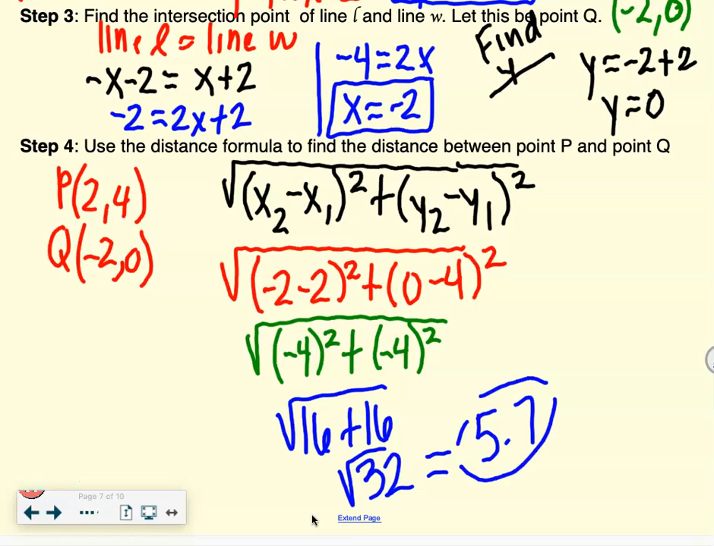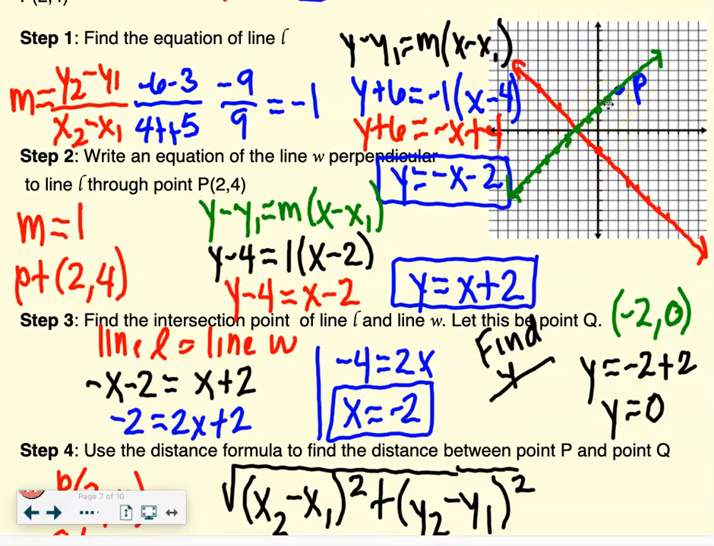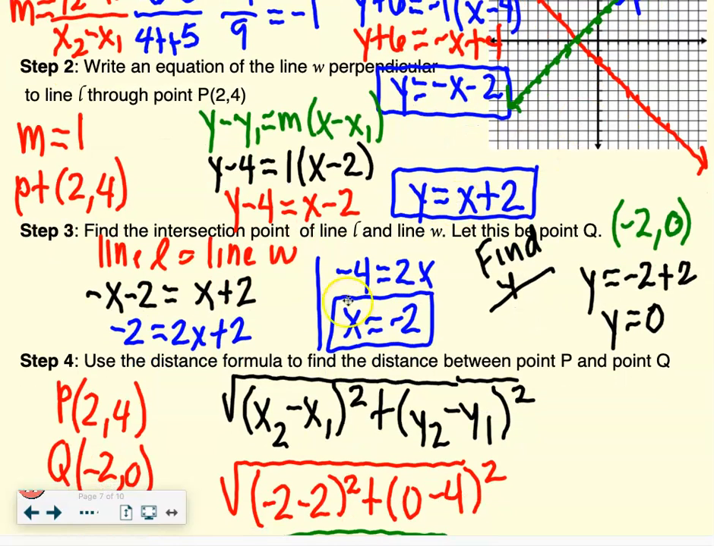5.7. Thank you. So if we look back at our graph, does it look like those 2 points are 5.7 units away? Approximately from here to here? From point P to the red line. Does that look like it's about 5.7? It's about 5. Yeah. Okay. We're going to try another one, but you're just going to do it on your desk.